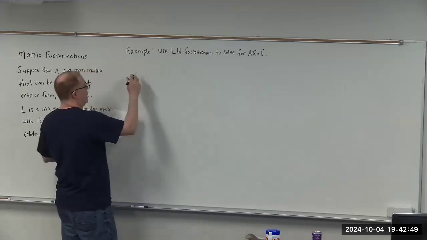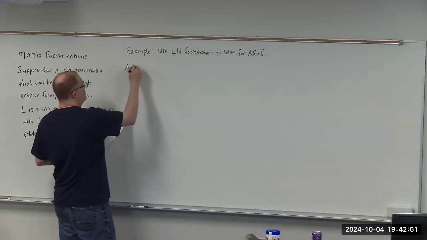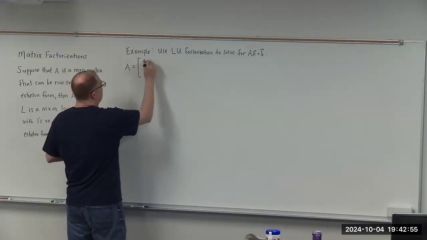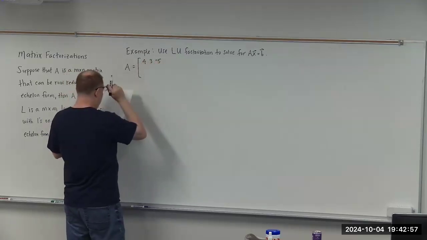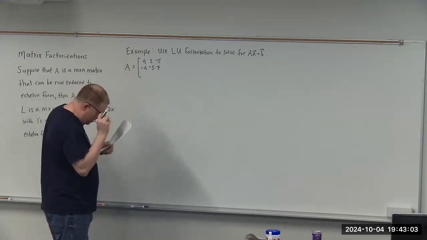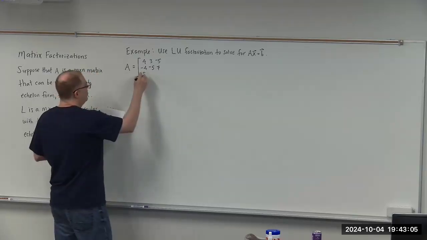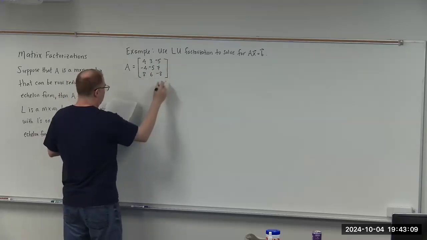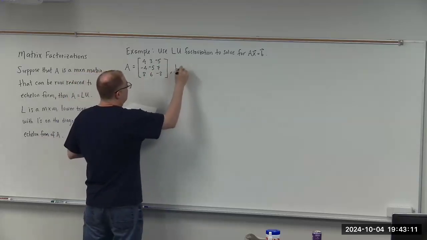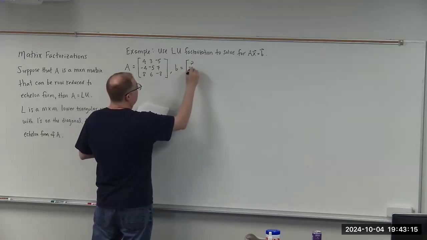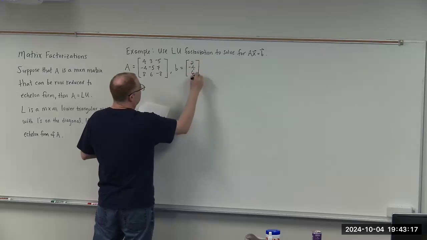Okay, so let's say A is equal to this: 4, 3 minus 5, -4, -5 and 7, and 8, 6, and -8. And let's say our vector B is equal to 2, -4, and 6.